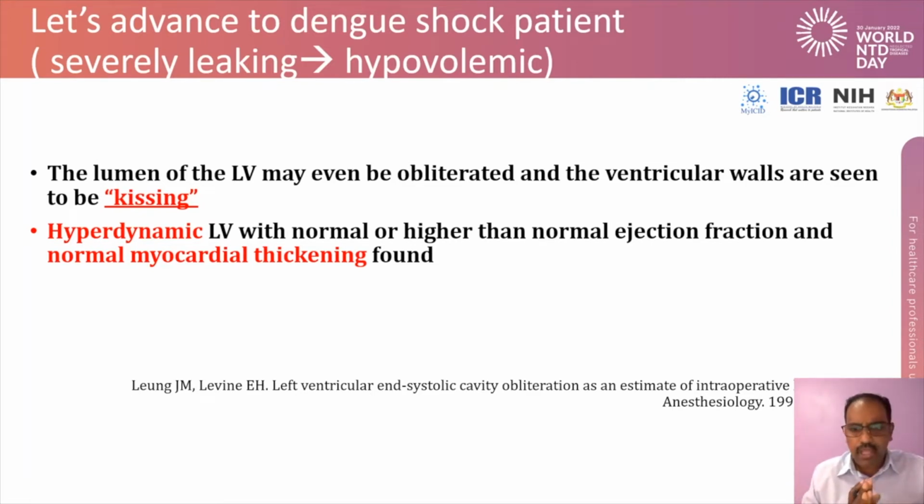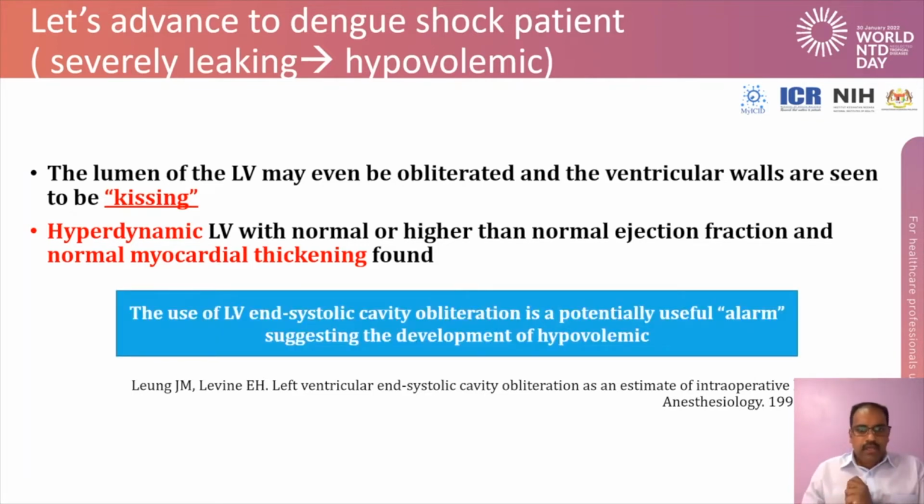as it contracts vigorously to pump the blood to the aorta. And there are many papers that have proven this ventricular kissing, especially in patients in hypovolemic shock, not only in dengue, even in other causes of hypovolemic shock. And whenever we see this ventricular kissing, it is already an alarm sign that patients are going into shock. Maybe patients are still in compensated shock, and if there is no proper fluid resuscitation, the patient may go into decompensated shock.